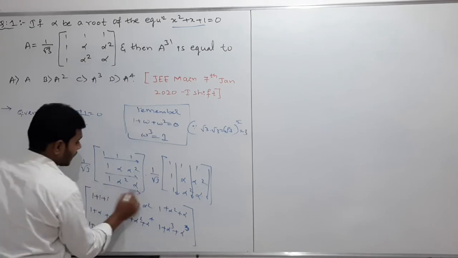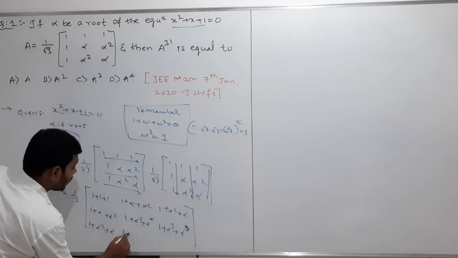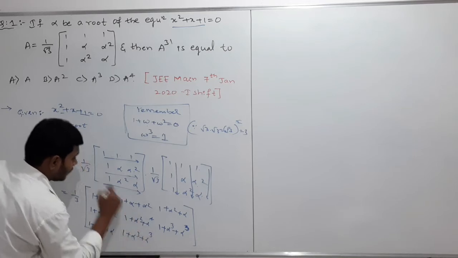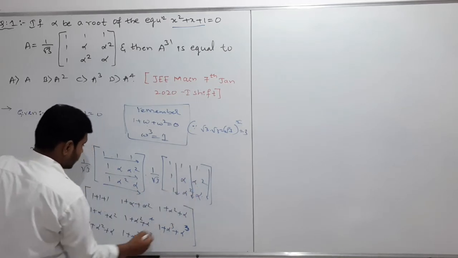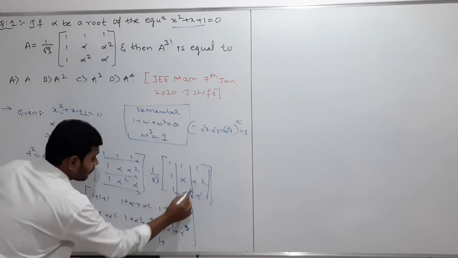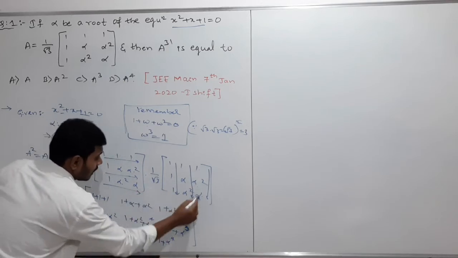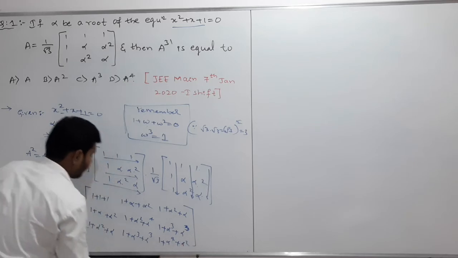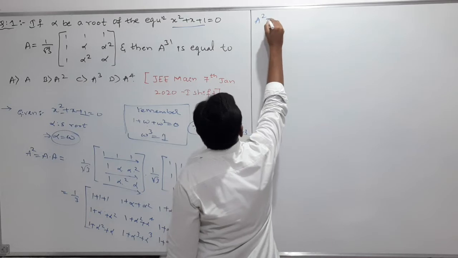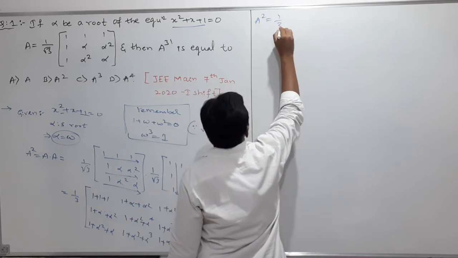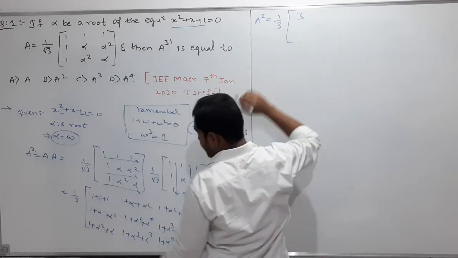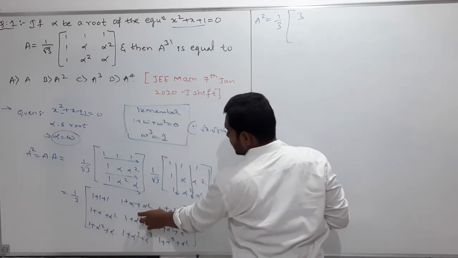plus alpha, again third row second column 1 plus alpha cube plus alpha to the power 3. Clear. And next this one third row, the third column, so 1, alpha to the power 4, alpha square. My dear students, you can observe here this value is nothing but A square is equal to 1 by 3 into, here 1 plus 1 plus 1 plus 1 is 3. Here it is 1 plus alpha square.